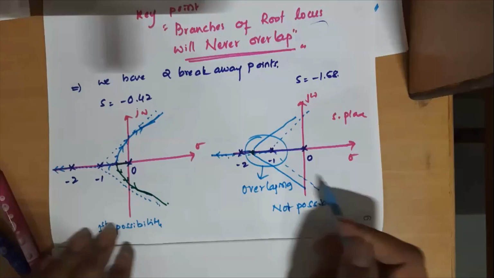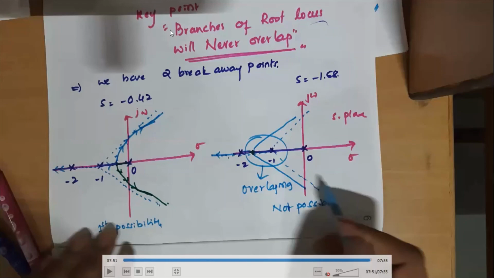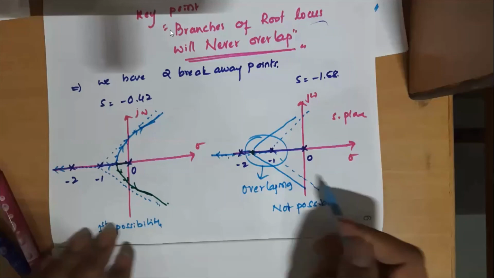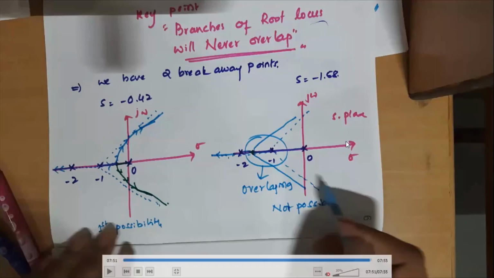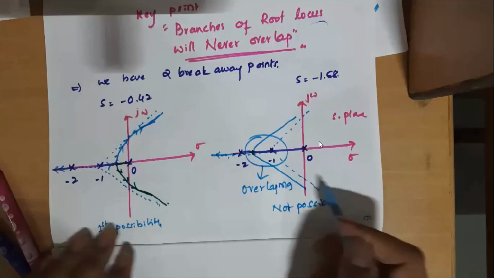Is it conditionally stable, unstable, or asymptotically stable? Conditionally stable. Anybody else? Hruday Gowda, what is the stability of this system? It's conditionally stable. Why? Why is it conditionally stable?